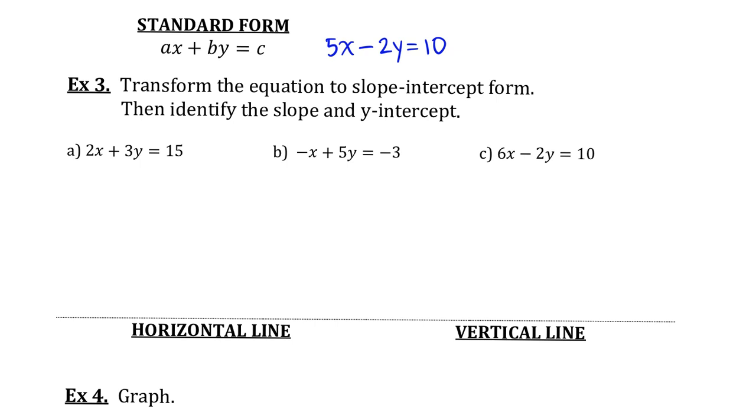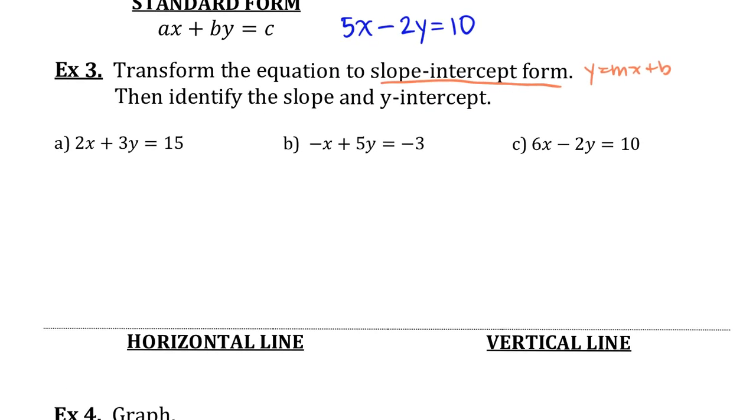Okay, now standard form is useful for some things, but slope-intercept form is often easier to graph. So we're just going to practice transforming the equation into slope-intercept form. Remember, slope-intercept form is y equals mx plus b. And again, why do we want to transform this to slope-intercept form? Just because it's easier to graph.